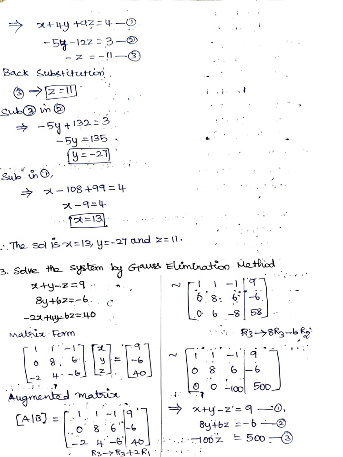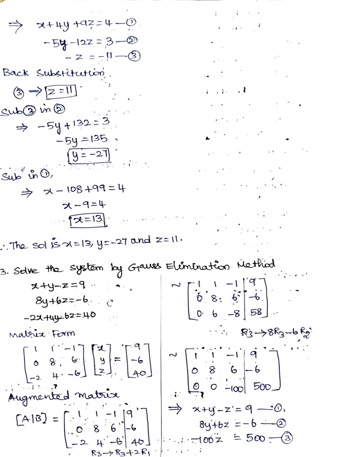For example, a second problem: x plus y minus z is equal to 9, 8y plus 6z is equal to minus 6, minus 2x plus 4y minus 6z is equal to 40. Now we have to follow the rules. First, form the augmented matrix. Second, form the echelon form. Third, use the back substitution method, and then only can we find the values of x, y, and z.